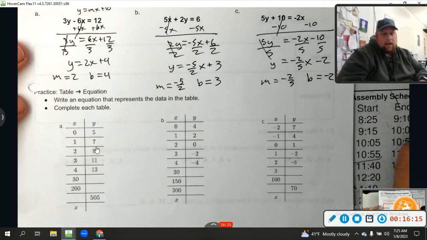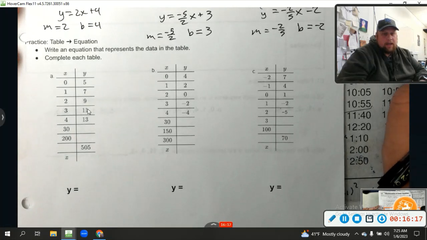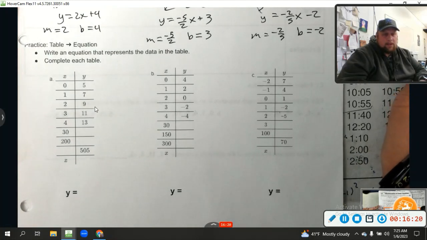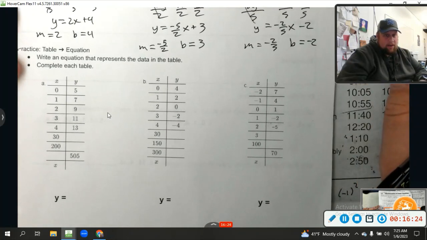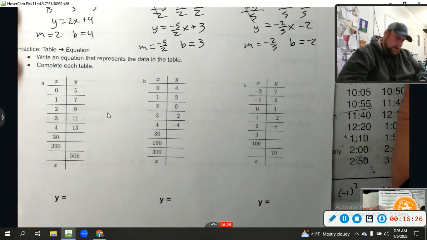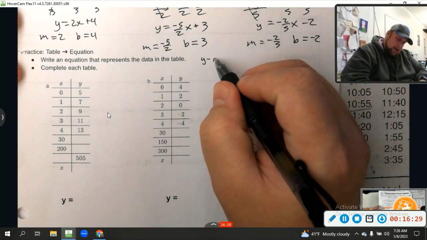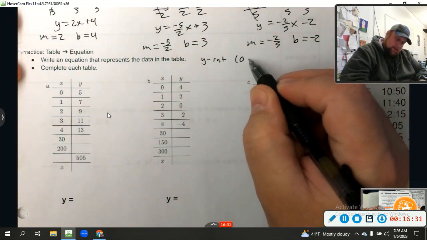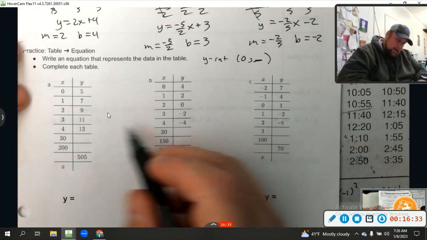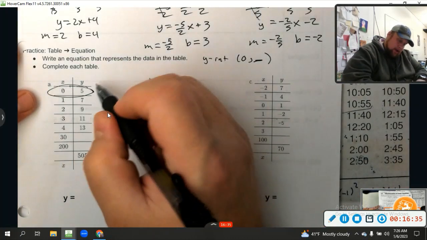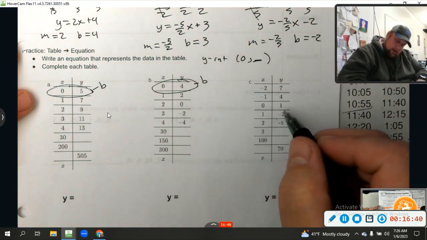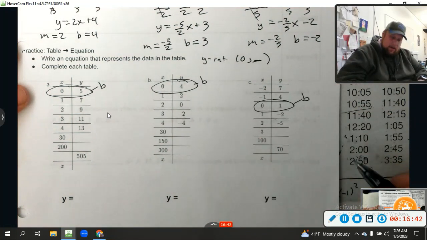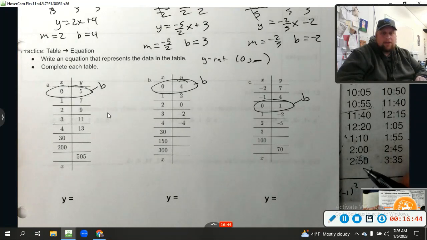Okay, write an equation that represents the data in the table below. Complete each table. Well, one thing we always want to look at is if we can find the y-intercept. Remember, the y-intercept is where x is 0 and whatever that y value is. So notice if x is 0, that's my y-intercept, that's my b value. And then I'm just looking for the rate of change. So I need to find the slope.